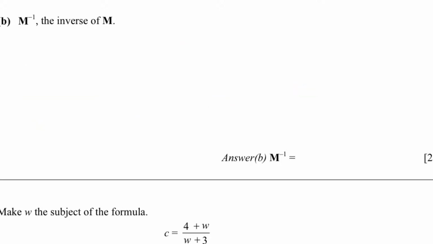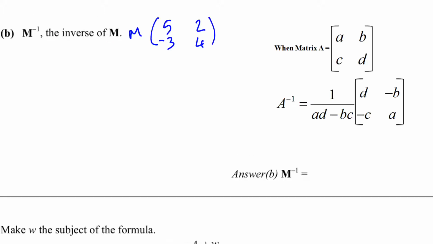In part B, we have to find the inverse of m. To do that, we need to know the formula. Suppose you have a matrix A and you want to find the inverse. So we will switch places of A and D. It will become D, A. And for B and C, we will change the signs. And then we have to find the determinant, which is AD minus BC, and put it over 1.